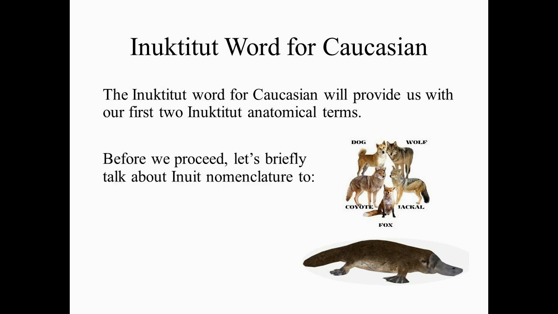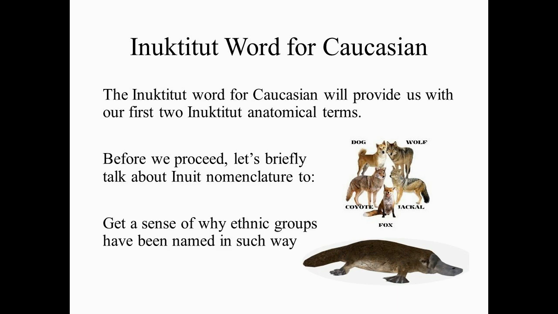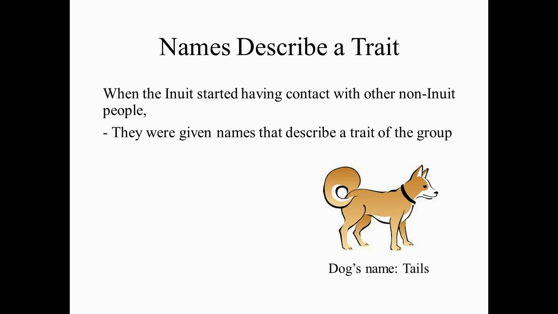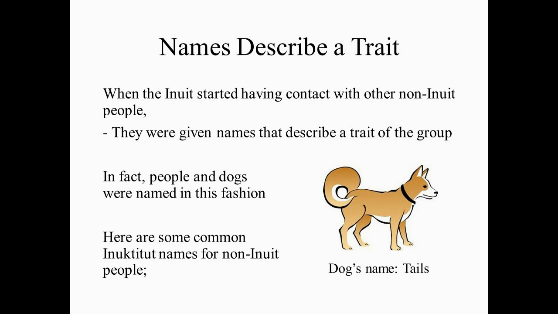Before we proceed, let's briefly talk about Inuit nomenclature to get a better sense of why ethnic groups have been named in such a way. When the Inuit started having contact with other non-Inuit people, some ethnic groups were given names that describe a particular trait or characteristic of the group. In fact, some people and dogs were named in this fashion. Here are some common Inuktitut names for non-Inuit people.